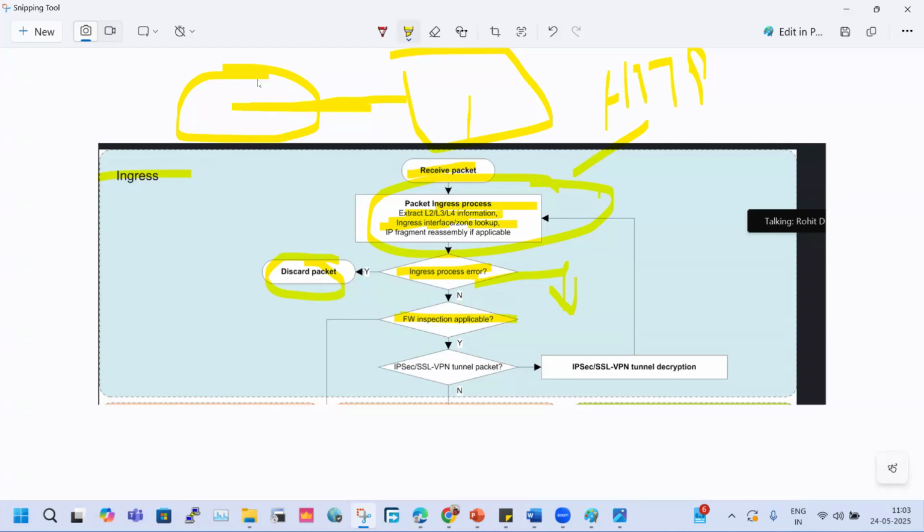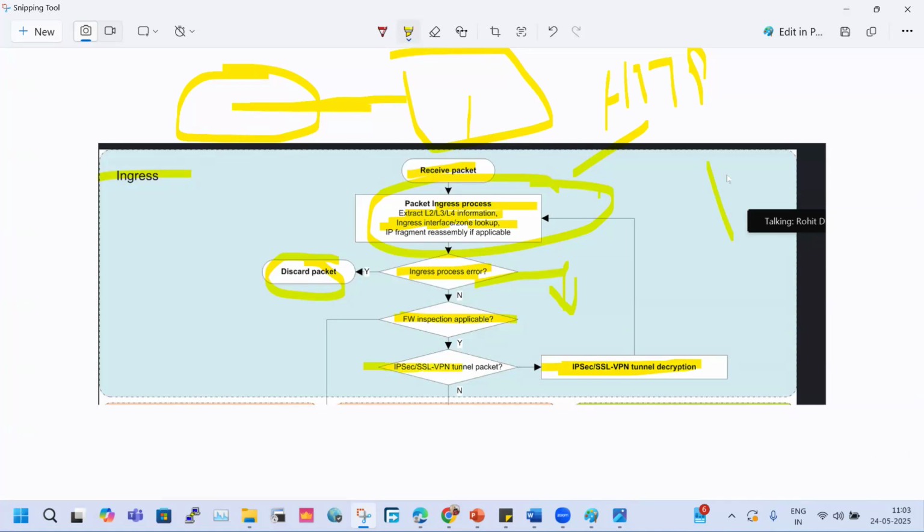For that type of traffic, the firewall will check that this traffic is encrypted, and inspection will be required here, right? If the inspection is required, then what will the firewall do? The firewall will go and decrypt the traffic, whether it is encrypted by IPsec or SSL, right?